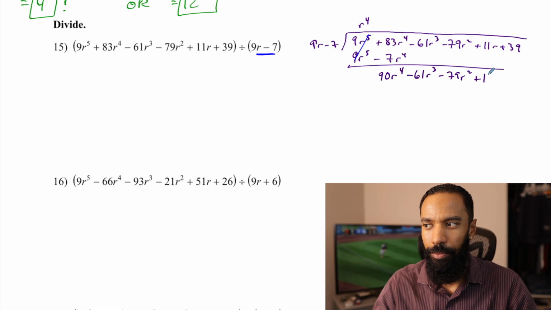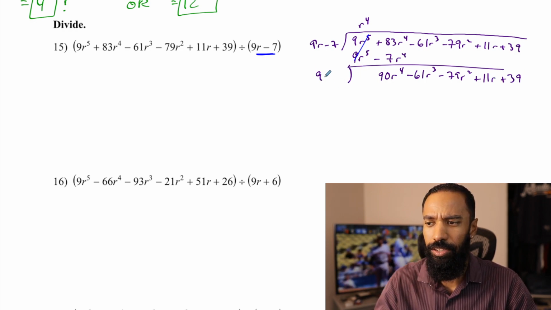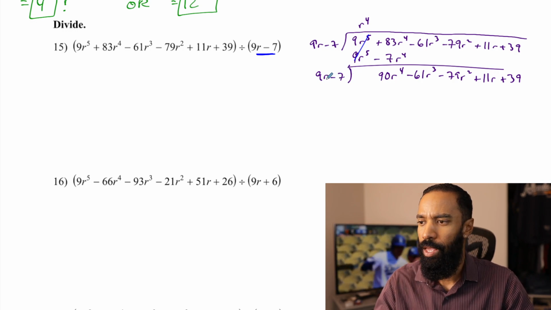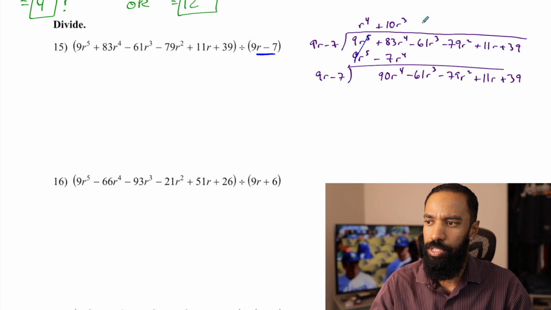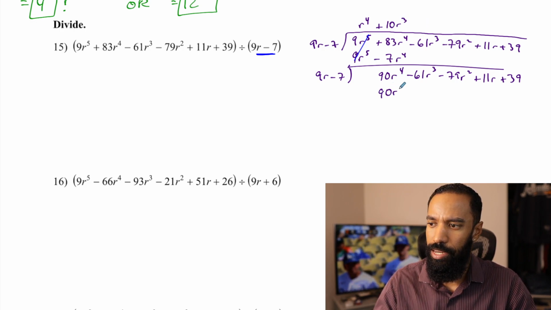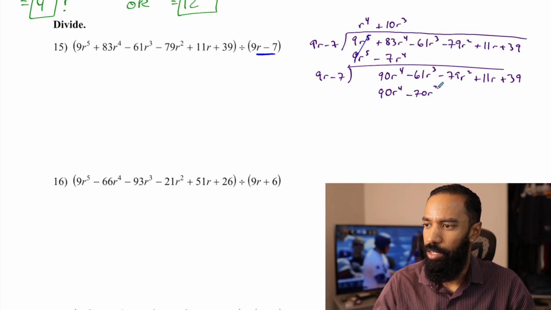Now, this is longer, right? Long division is in the name. It is longer than the other guy, but I think less things will get hurt along the way. 9r goes into 90r to the 4th, 10r cubed times, multiply those. You should get 90r to the 4th to cancel outright, which we will. And this is negative 70r cubed.